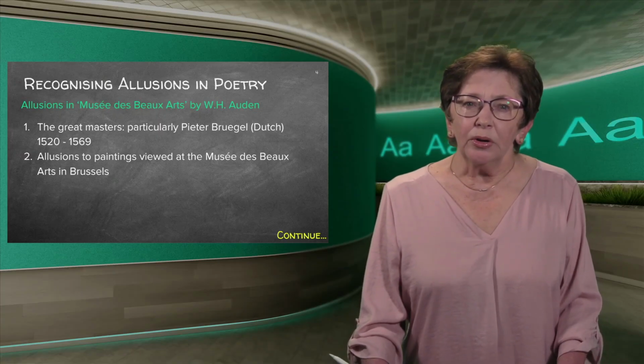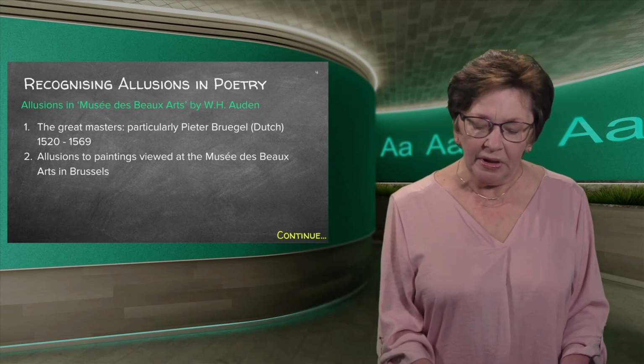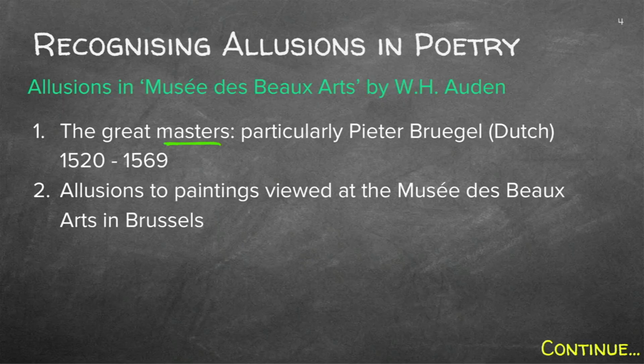So, let's look a bit at the allusions that we can look for in this poem. So we look at the great masters, particularly Peter Bruegel, a Dutch painter, Flemish painter, who lived from 1520, in other words, the 16th century, 1520 to 1569. And then we are going to look at, in other words, the paintings of the master. We are going to look at allusions to paintings that he viewed in the Musée.